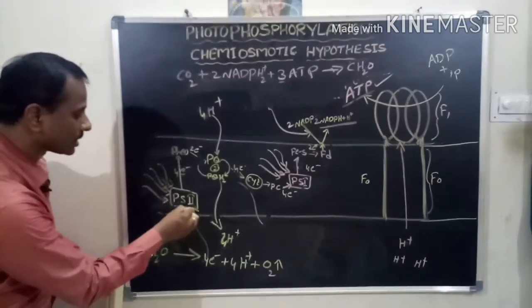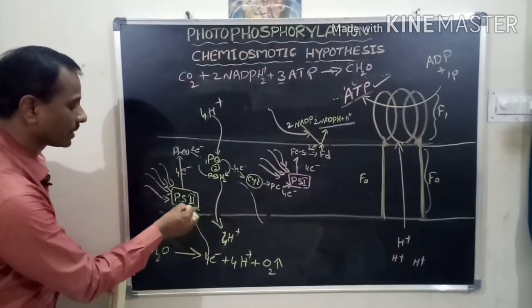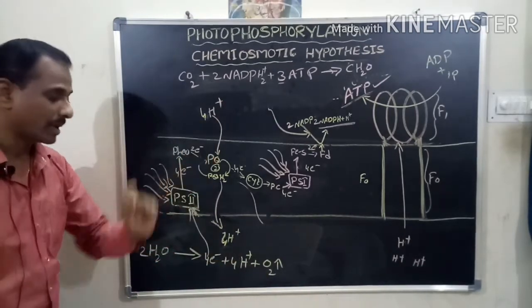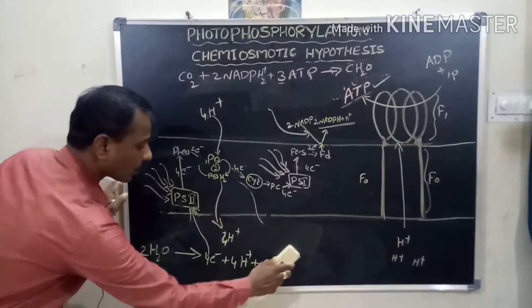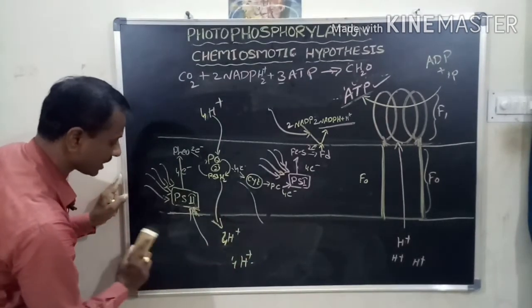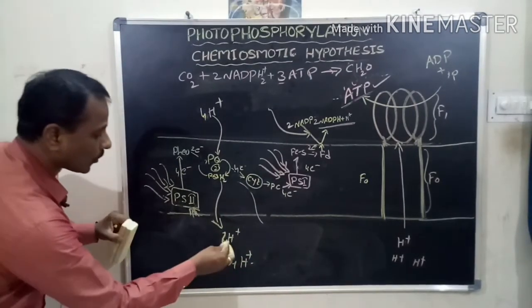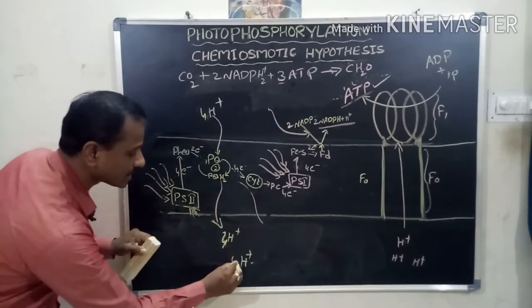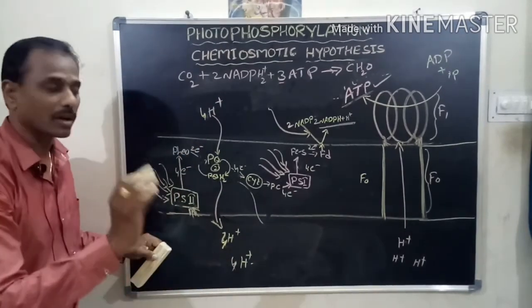4 electrons are received by PS2. Electrons are gone, oxygen is liberated. What is remaining here? Only H plus ions. 4 H plus from the stroma, 4 H plus from the split water. How many? 8 H plus are there.